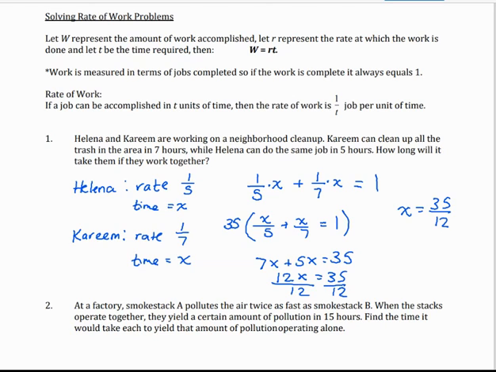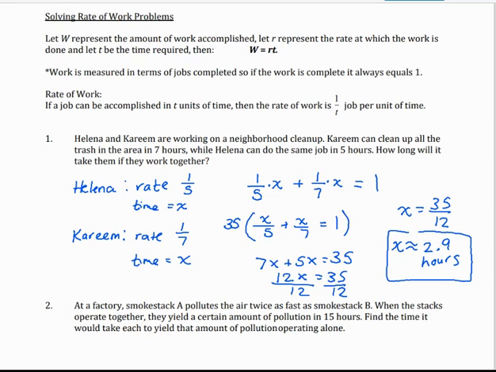And if you want to approximate that, you can. So we get x is approximately 2.9 hours. It will take the two of them about 2.9 hours to get the job done.